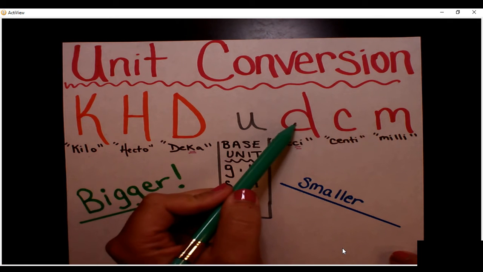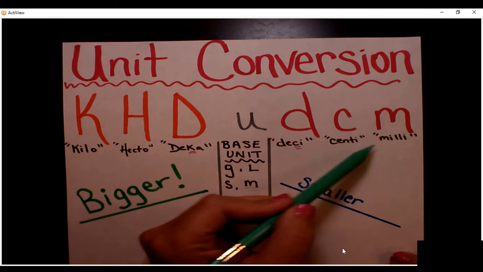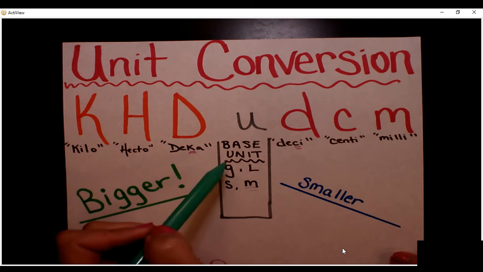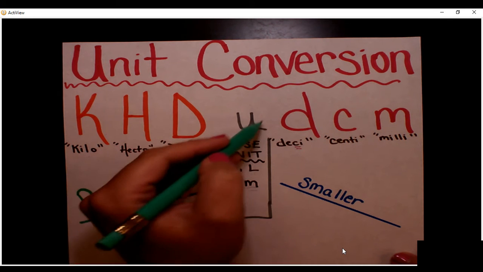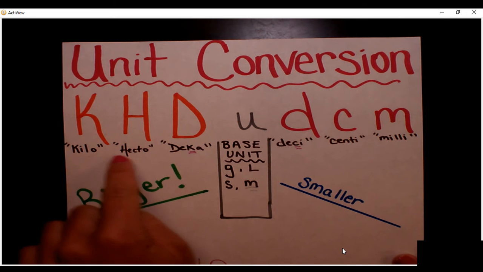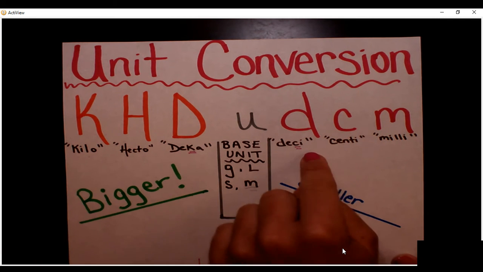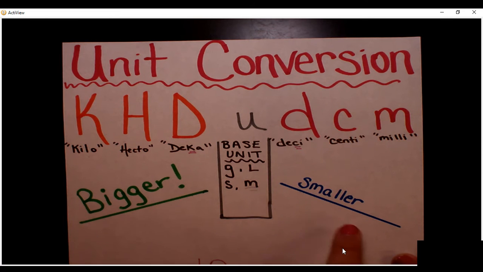Then we have deci, lowercase d. Notice there is a C in this one. Deci, centi, and milli. As we move away from this base unit, it is either getting bigger by 10 or smaller by 10. Okay, so bigger, smaller.